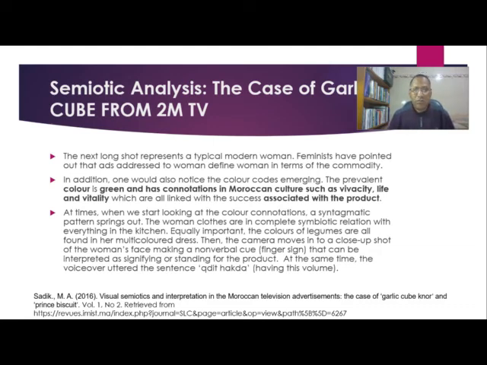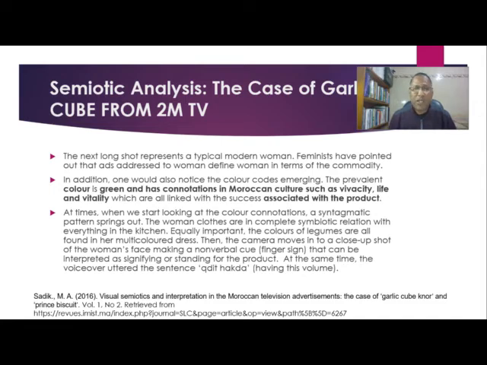In addition to that, one would also notice the color codes emerging, and I think the thematic aspect of the color used is the color green. Green in our Moroccan culture symbolizes vivacity, life, vitality, action, and so on. And all these are elements, of course, that are associated with the success of the product.